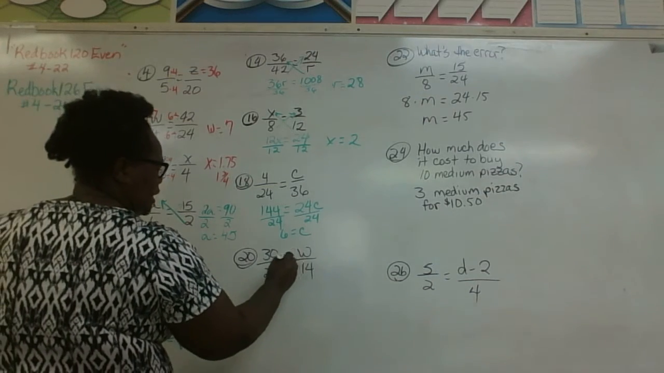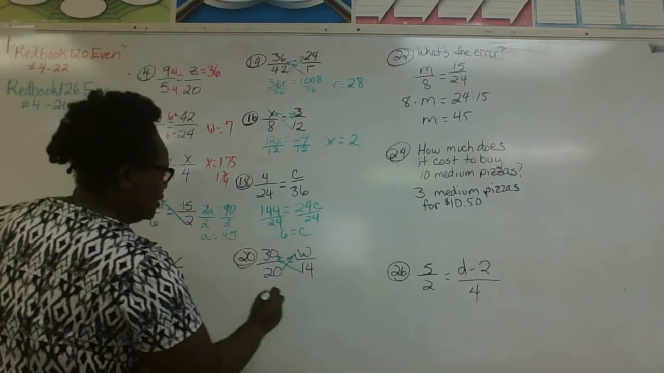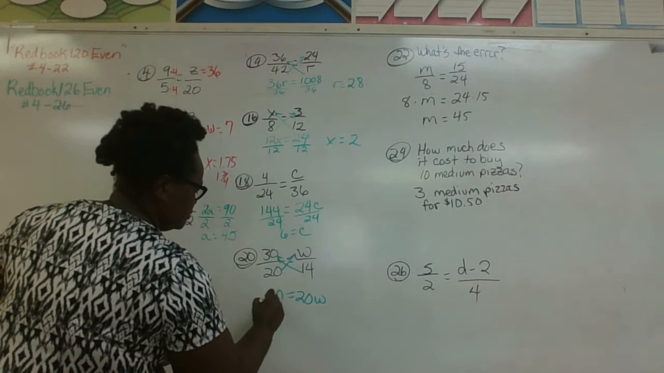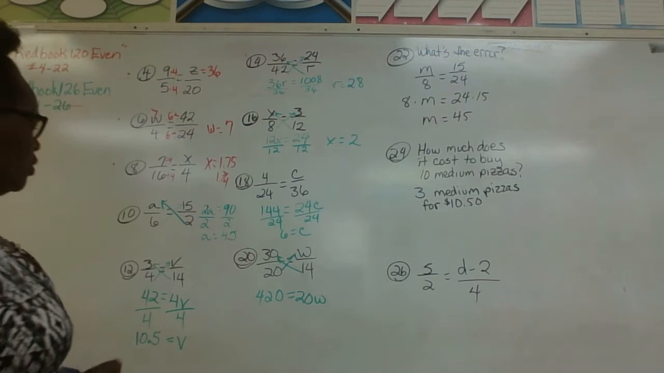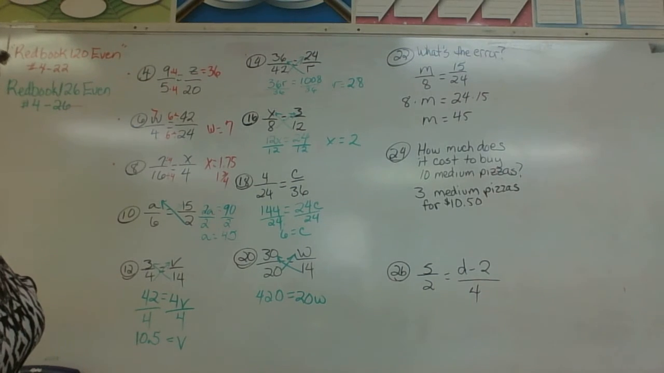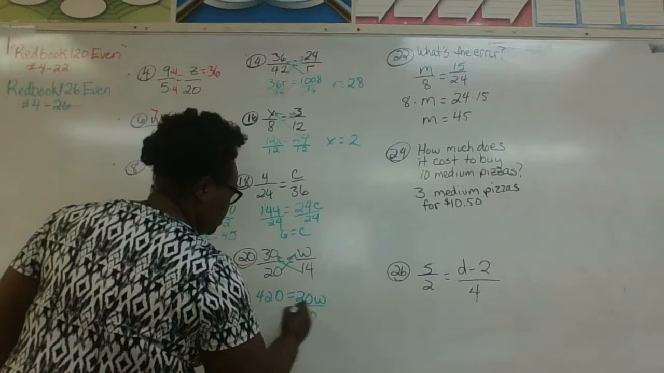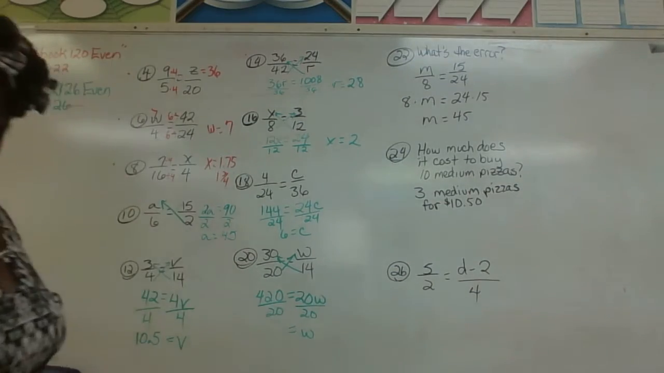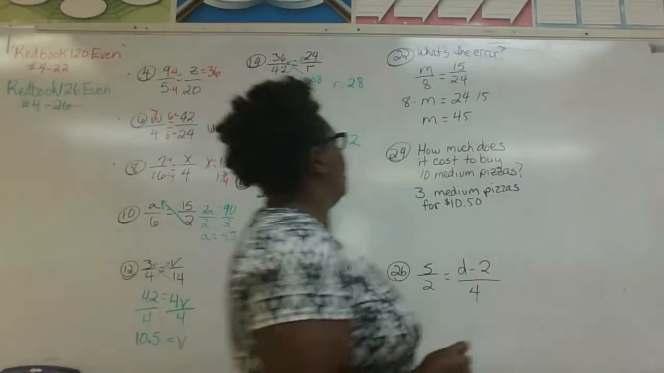We're going to cross multiply again. And we have 20w is equal to 420. And we're going to isolate w by moving 20 out. Divide both sides by 20. And therefore, w is equal to 21. Okay? Let's move forward.